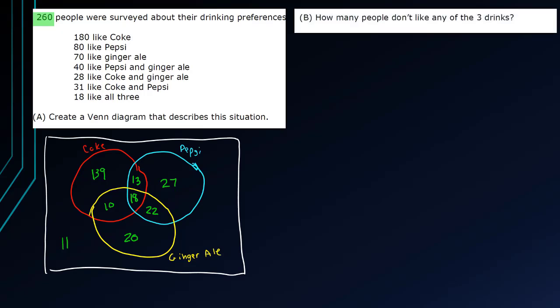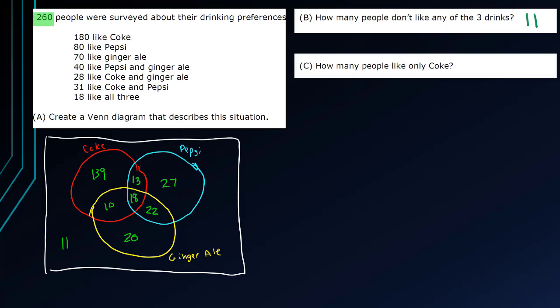The first question was, how many people don't like any of the three drinks? Which I brought up as I was answering the earlier question, because in this region of the three circles, these are the people that like one or more of these drinks. These are the people that don't like it at all, so that's just an easy 11. How many people like only Coke? When you like only Coke, that means I'm not including those that like Pepsi as well, or ginger ale, or all three of them. So I'm looking at this region right here. That's a pretty easy answer, because I can see the number in there, it's 139.